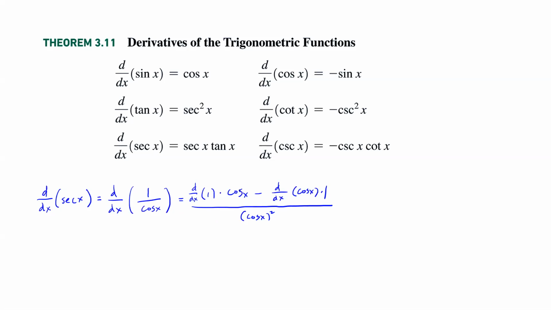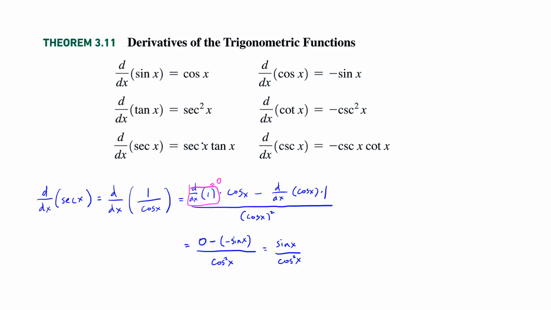So since we know the derivative of a constant is equal to 0, this is just 0, minus the derivative of cosine, which is negative sine. So we get sine x over cosine squared x.